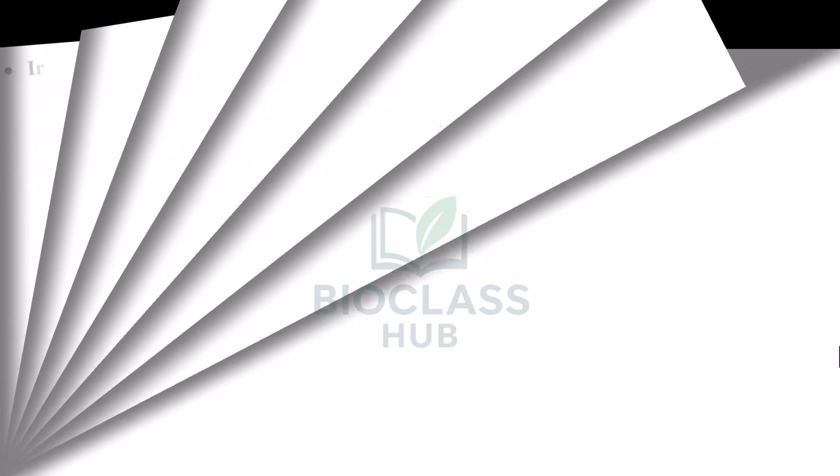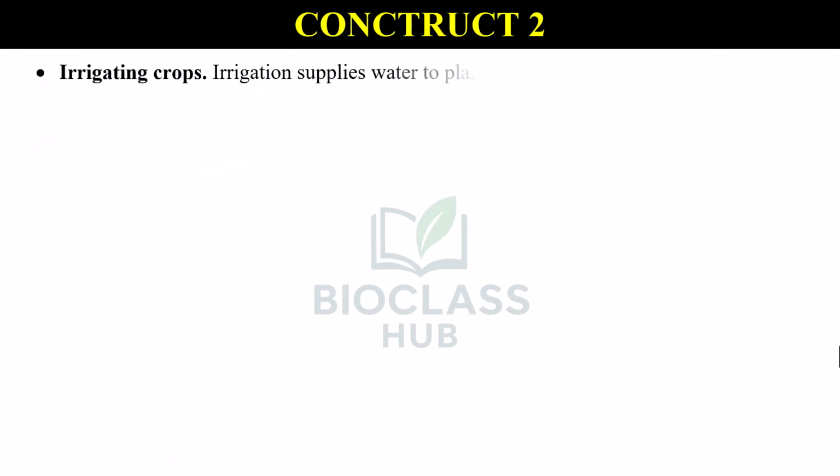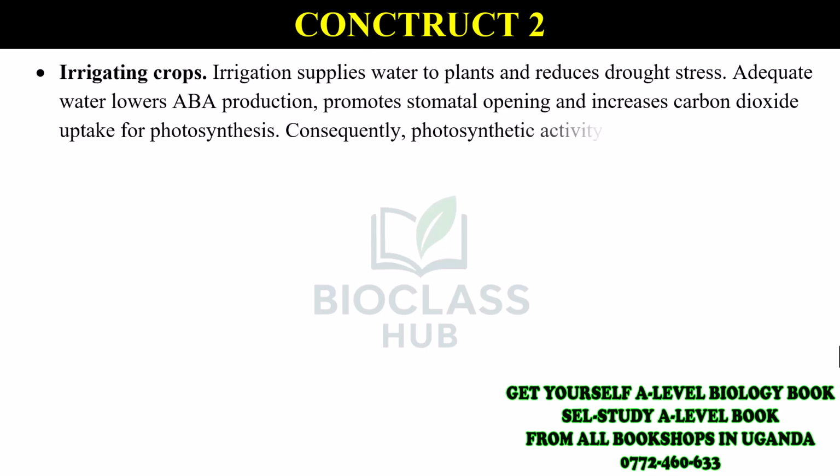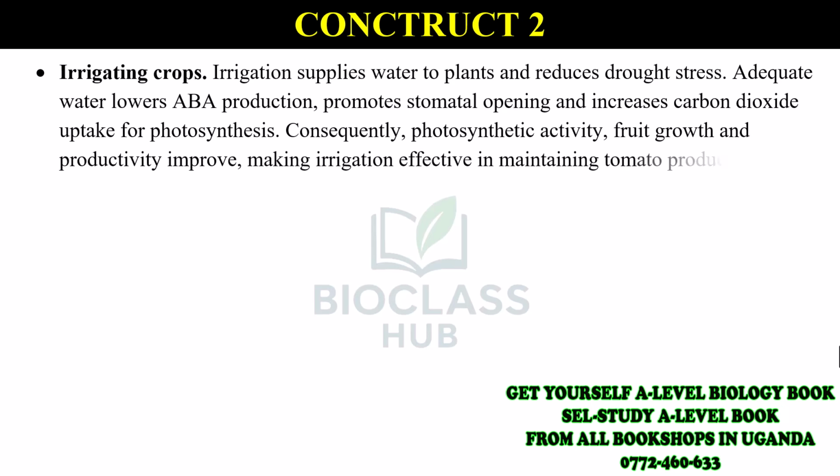Irrigating crops. Irrigation supplies water to plants and reduces drought stress. Adequate water lowers ABA production, promotes stomatal opening, and increases carbon dioxide uptake for photosynthesis. Consequently, photosynthetic activity, fruit growth, and productivity improve, making irrigation effective in maintaining tomato production during dry periods.